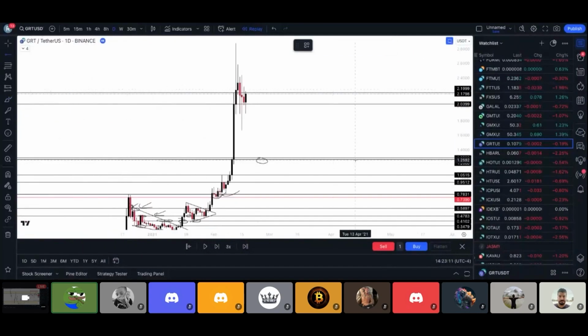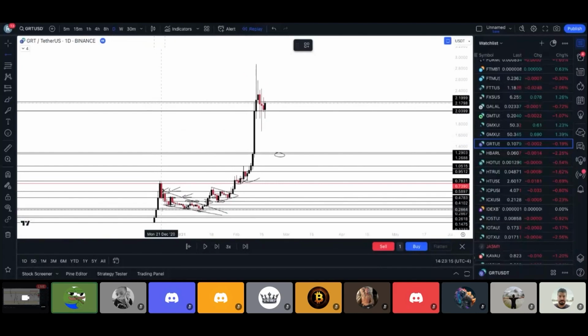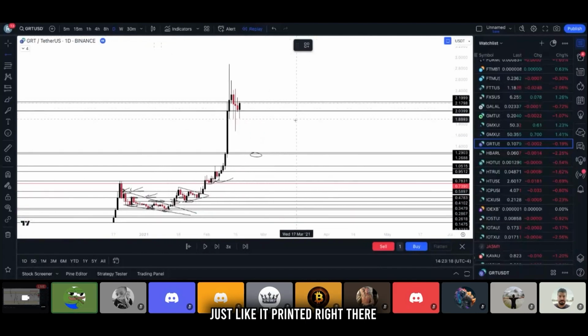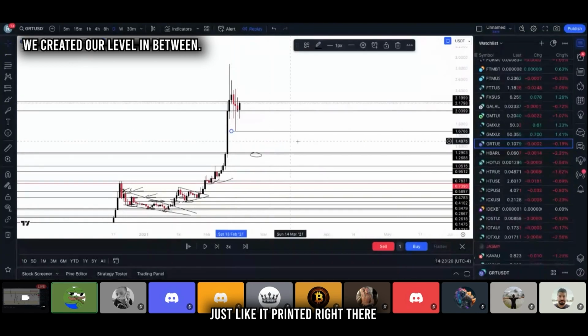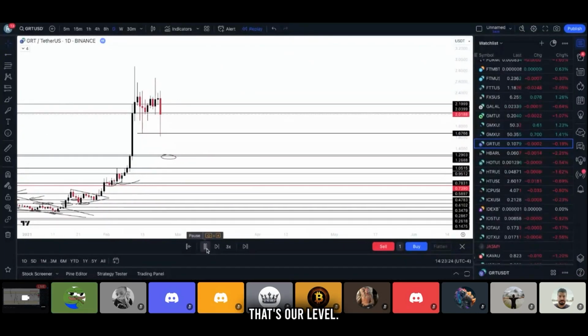So the price moves down and it creates, just like it did below, guys. Yeah, you can use OXO, no worries. Just like it printed right there. We created our level in between. This is our level in between, guys. We're going to have to create somewhere in between if we want to play it. That's our level.